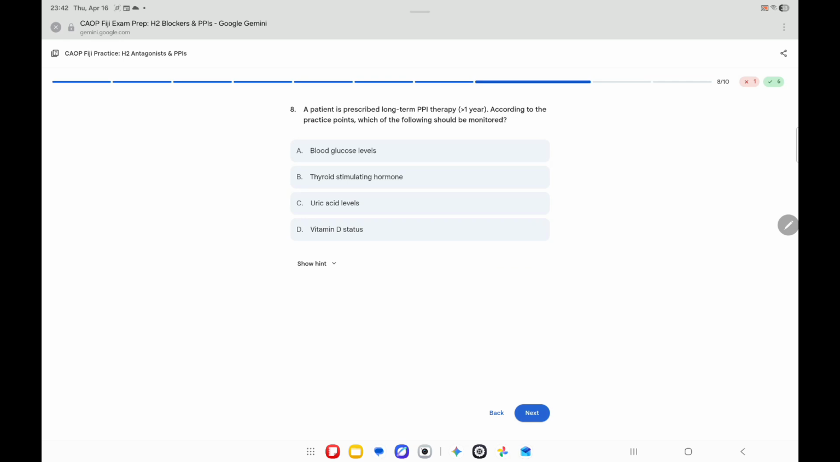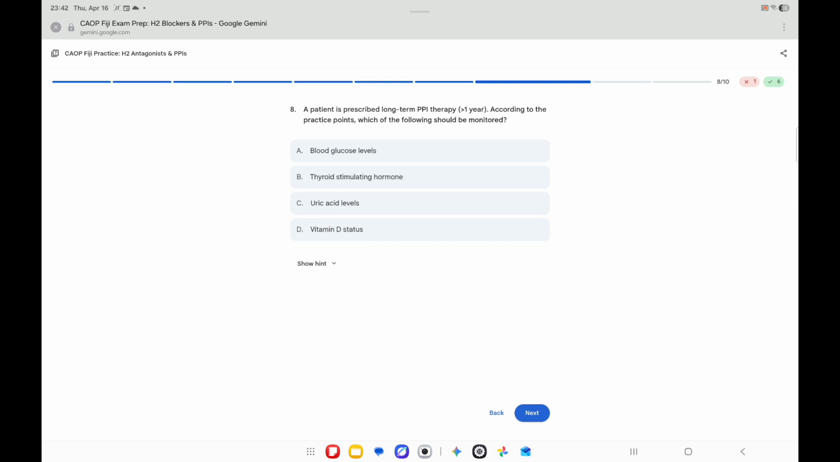Question number 8. A patient is prescribed long-term proton pump inhibitor therapy for more than 1 year. According to the practice point, which of the following should be monitored? So there are some severe side effects of long-term usage of proton pump inhibitors, and the main one is depletion of some vitamins like vitamin B12, that is cyanocobalamin. So it can lead to paresthesia in the long term. It can also reduce absorption of calcium, which can lead to an increased risk of fracture.